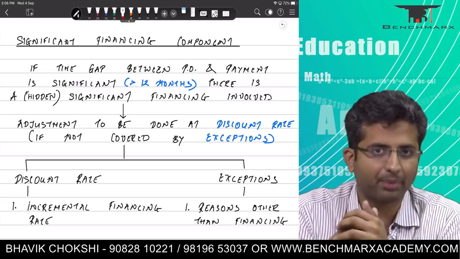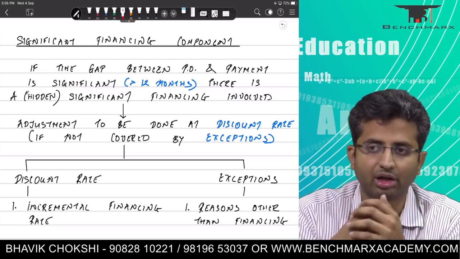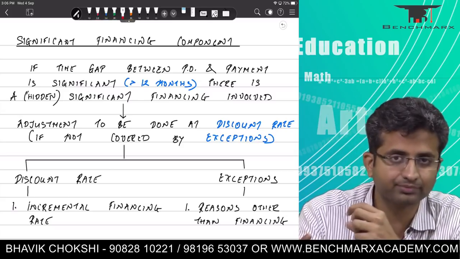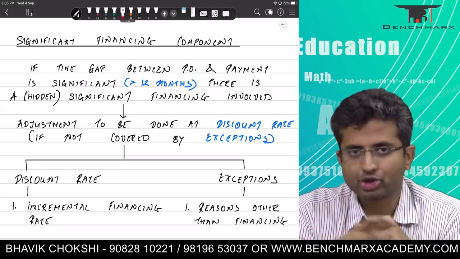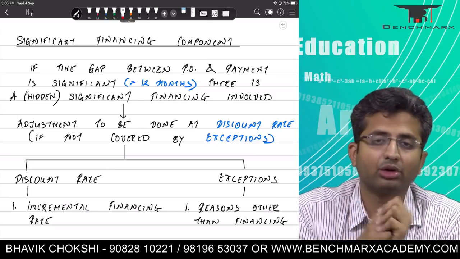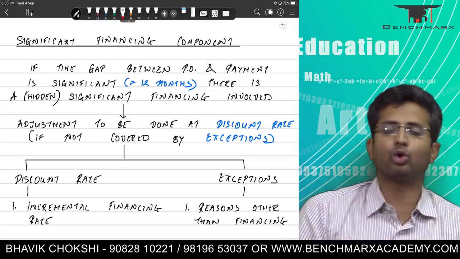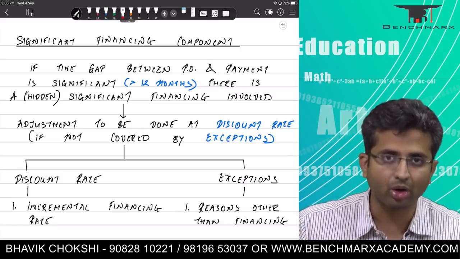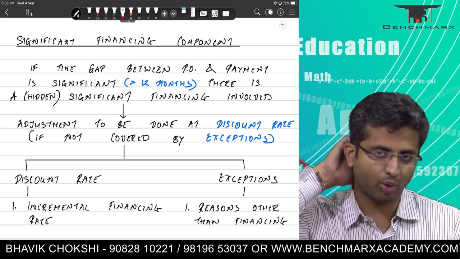So ideally, Chroma, or Voltas, will pass the entry: debtor account debit, customer account debit, to sales 24,000. For 2 years, no payment is going to be received, and after 2 years, you will receive 24,000. So after 2 years, you will pass the entry: bank account debit to debtors, 24,000. Now, the standard believes that the time is very long. There's a significant financing involved.